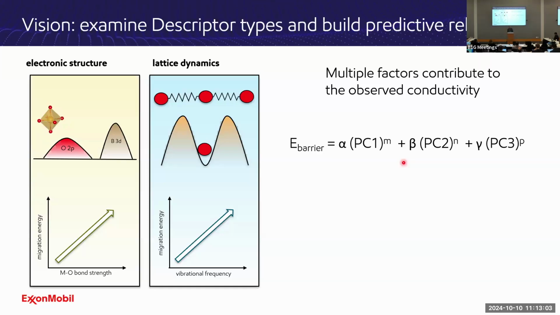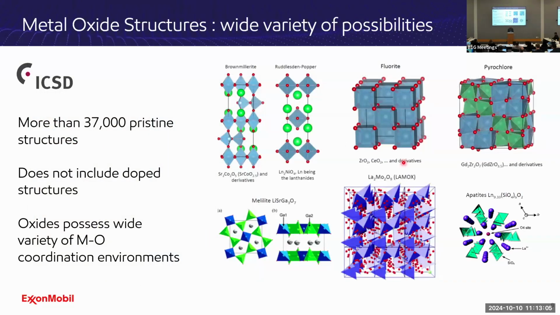Okay? All right. Another thing that I should point out is that, at least for the structures, there are already something close to 40,000 structures in the inorganic crystal structure database of pristine oxides. One thing about that is it doesn't include doped systems, right? And in many, many cases, we're interested in actually doped oxides in order to actually induce transport.